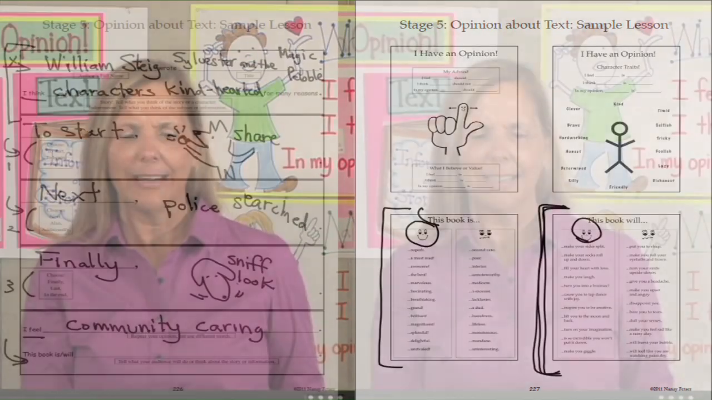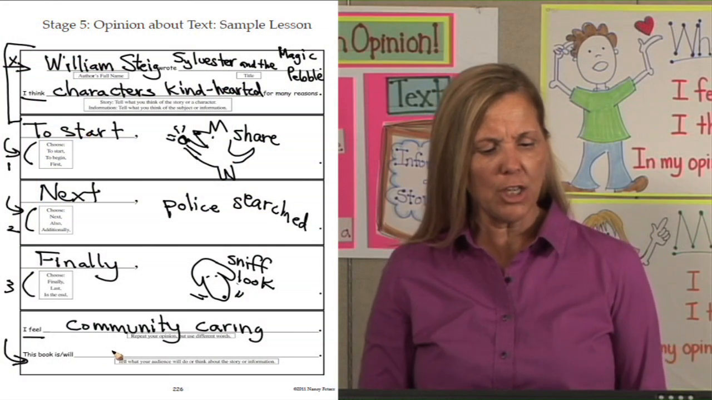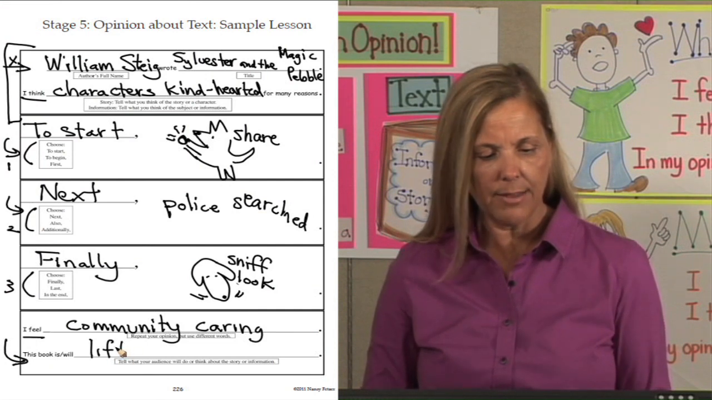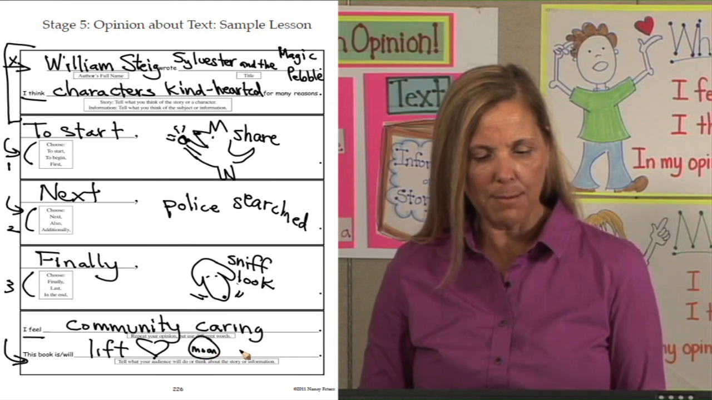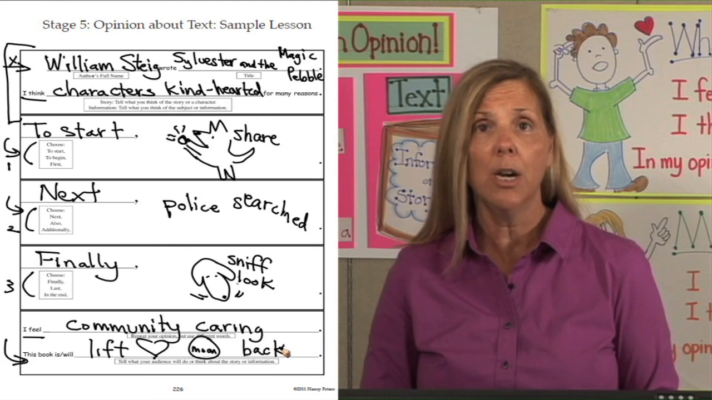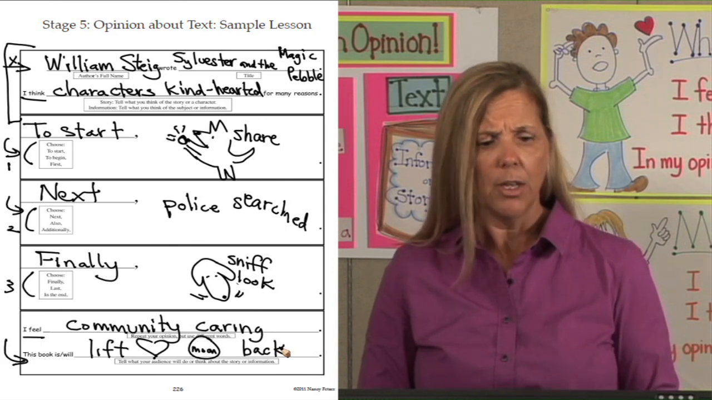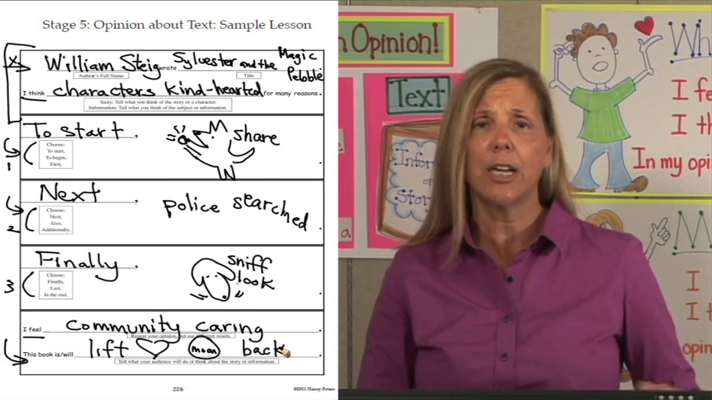Let's use that one. So we go to our page. This book will lift, and then maybe I'll draw a heart, your heart, and maybe I'll put the moon up there, to the moon and back. And I'll just write the word back. Notice I'm just putting key words here. I don't need to write the whole thing out. I'm going to go back and read my entire paper.